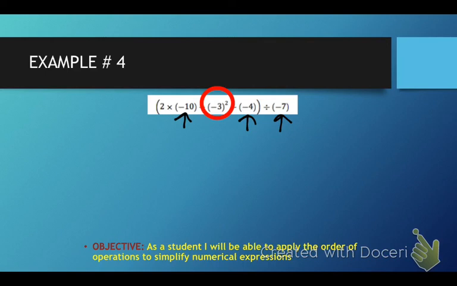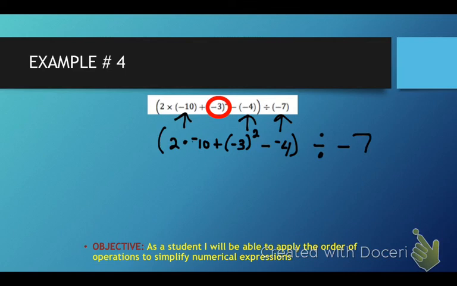I'm going to go ahead and rewrite this so that everybody can see it right now. Here we go. We have 2 times negative 10 plus, I got to keep this parentheses, negative 3 squared minus a negative 4, close the parentheses, divided by negative 7. So let's go ahead and get started.